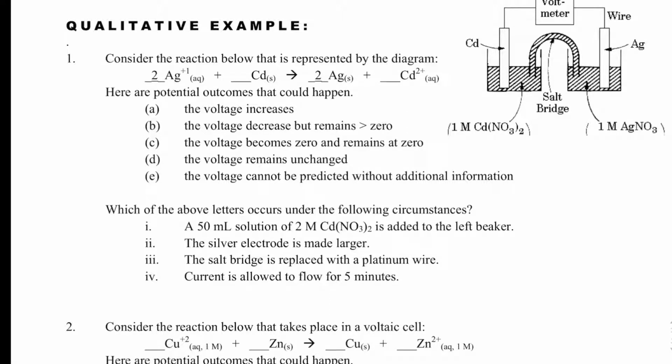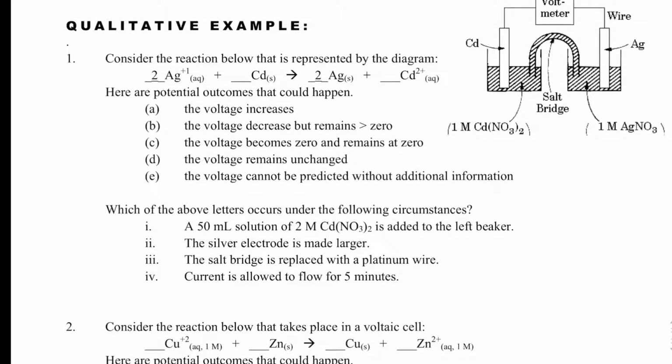Okay, so let's see if we do it qualitatively, what that would look like. Here we go. We've got a galvanic cell, and here are our potential options. These are the questions. But here are our options: the voltage could increase. The voltage could decrease, but it's still greater than 0, meaning it's still spontaneous. The voltage could become 0 and remain at 0. The voltage is unchanged, or the voltage could not be predicted.